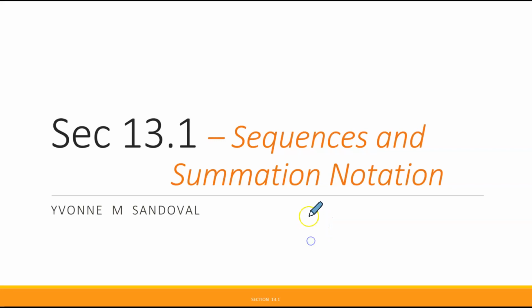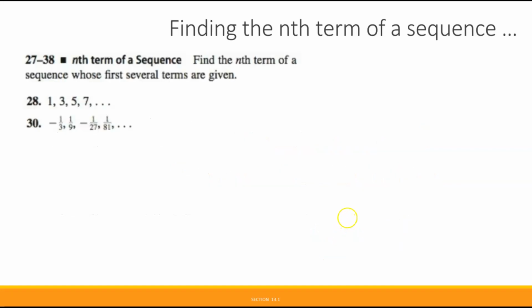Sequence and summation notation, part 2. Finding the nth term of a sequence.